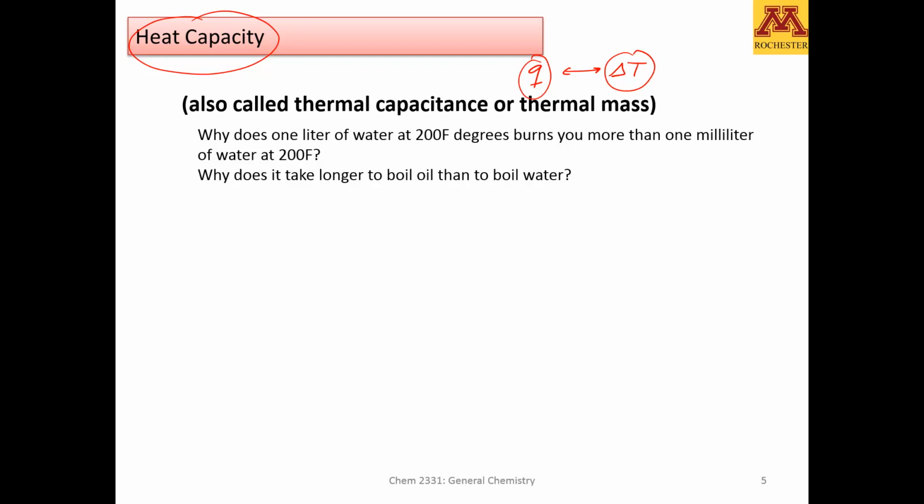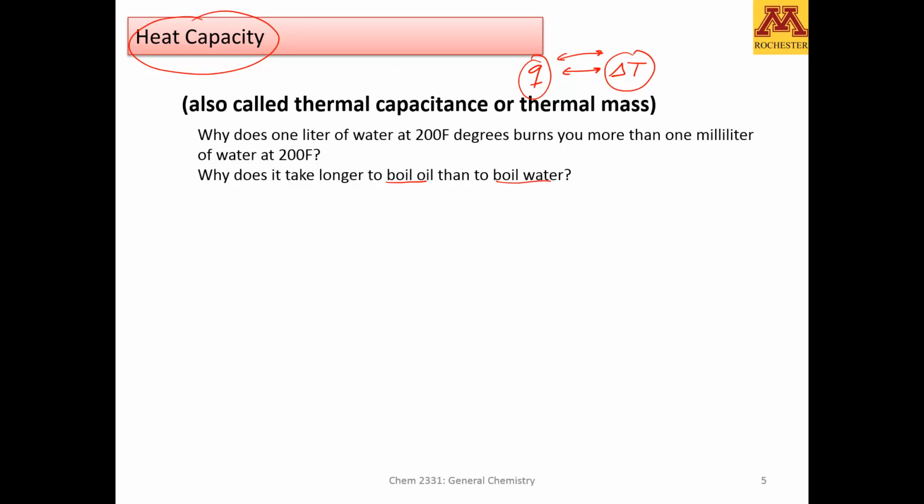You may have experienced that it takes longer to boil oil than to boil water. So it's not a straightforward relationship between how much heat you need to provide to create a change of temperature in a system. Some substances require more heat for the same increment of temperature. This relationship is what heat capacity does.